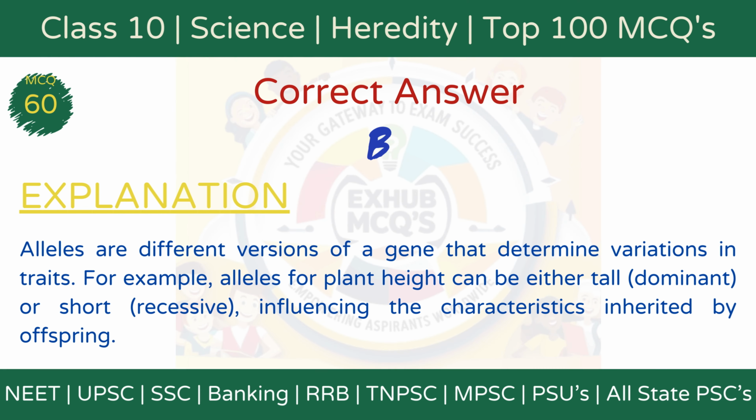The correct answer is option B, they represent variations of a gene. Explanation. Alleles are different versions of a gene that determine variations in traits. For example, alleles for plant height can be either tall, dominant, or short, recessive, influencing the characteristics inherited by offspring.